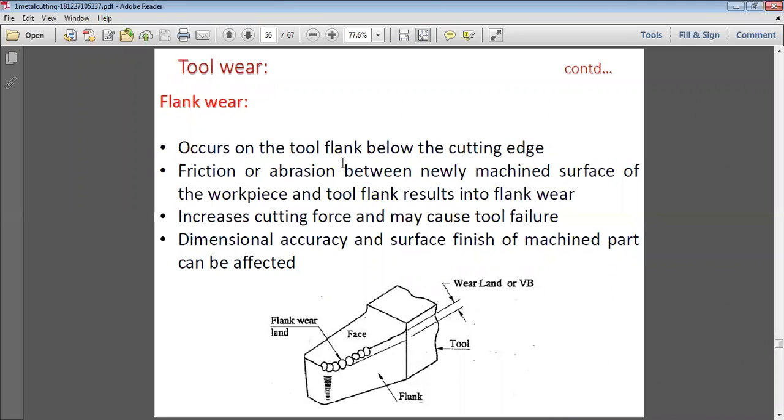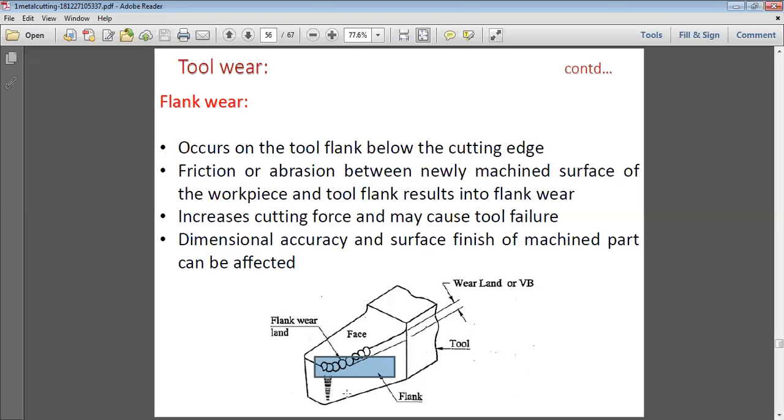So what happens? It occurs on the tool flank below the cutting edge. So this is the cutting edge, clear, and this is the tool flank, underneath the cutting edge. This part is shown in the circle in this case. Friction or abrasion between the newly machined surface of the workpiece and the tool flank results in flank wear. Clear? So the reasons for flank wear are friction or abrasion.